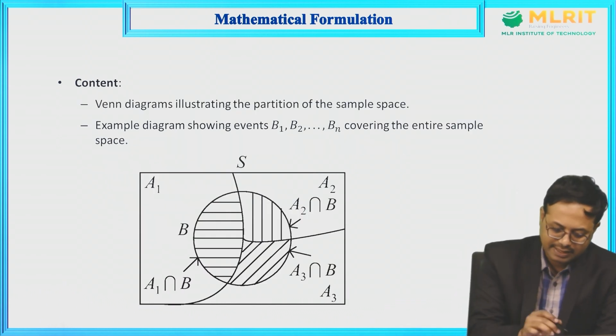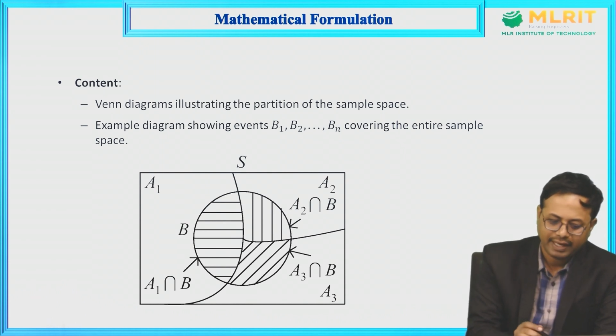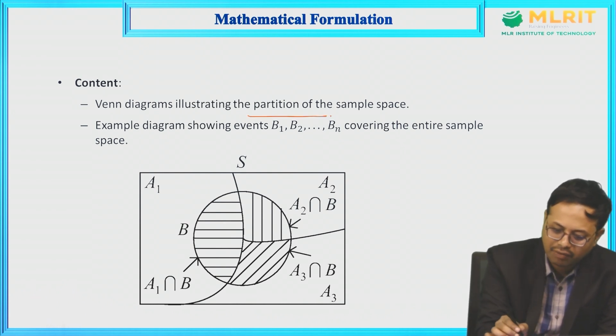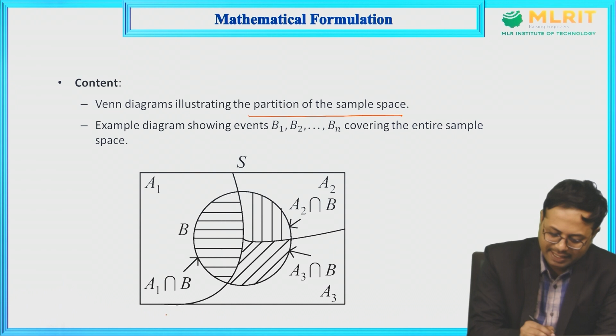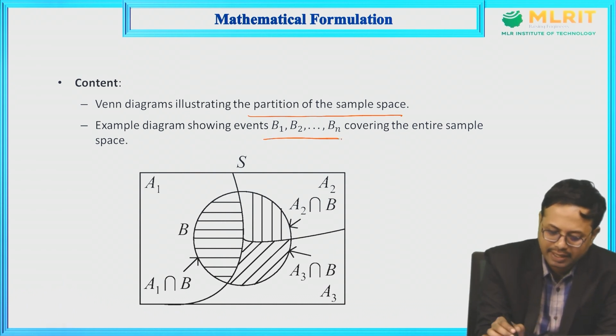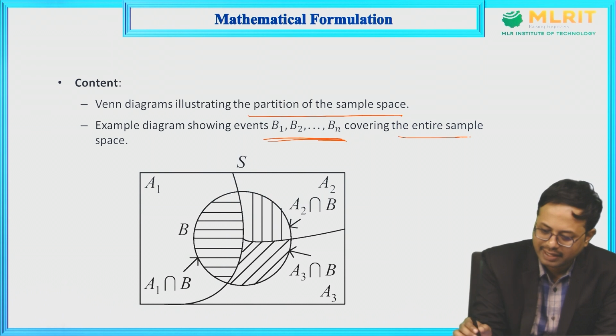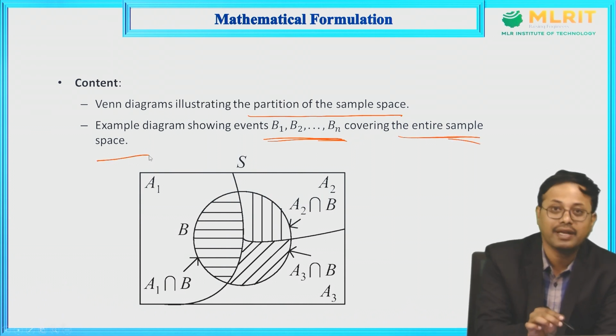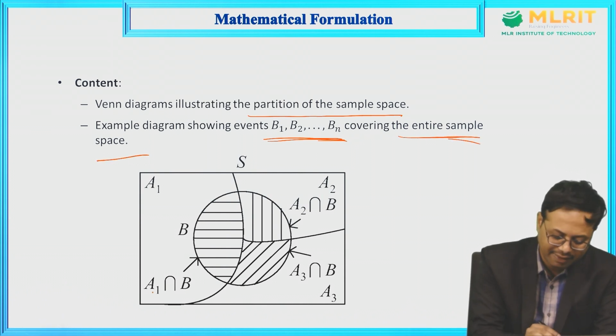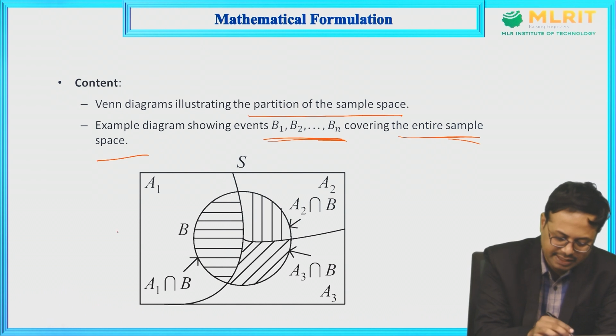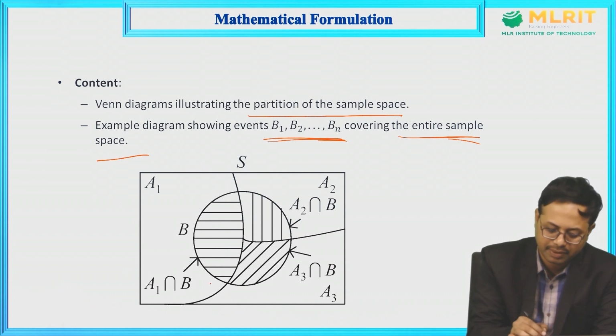In detail, we will discuss the same thing in a Venn diagram. The Venn diagram represents the partition of the sample space. Here we are partitioning the sample space. We are showing B1 to Bn covering the events, covering the entire sample space. A intersection B1 represents this part.